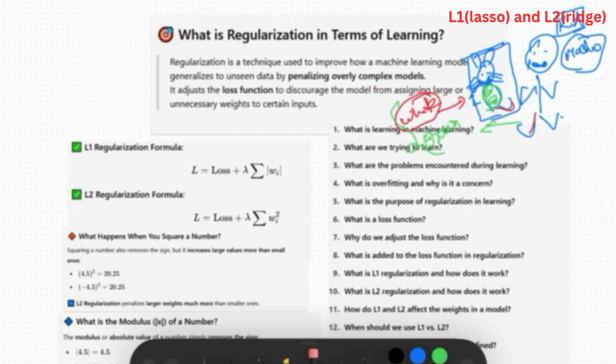So to correct this learning pattern, to make the machine learn in a generalized pattern, we apply regularization.